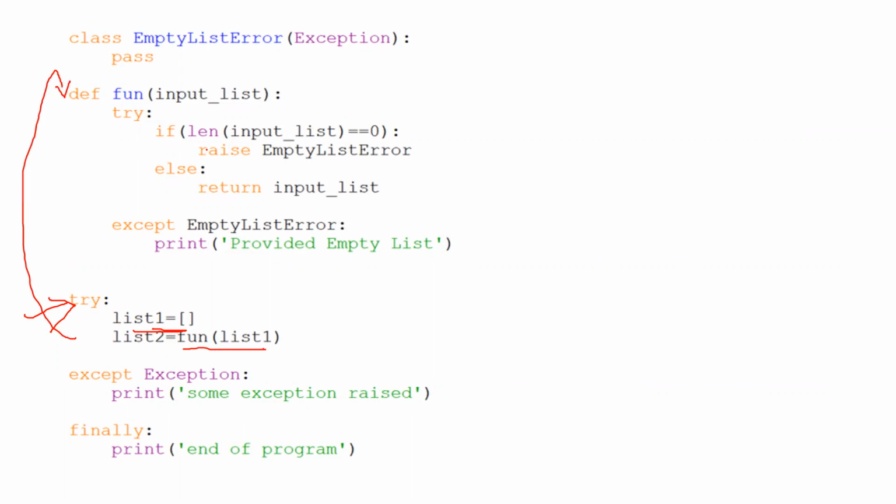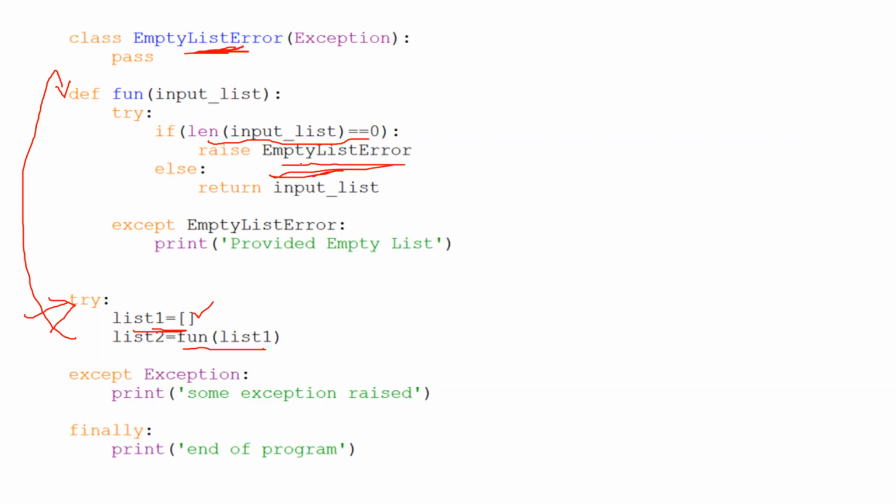Now check, try if length of input list equal 0. Now the input list is empty list, right? So the length of input list will be 0. In that case, we are raising an error, empty list error. See, the empty list error is a custom exception.